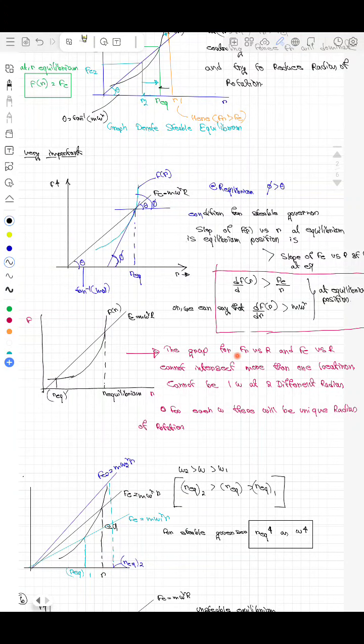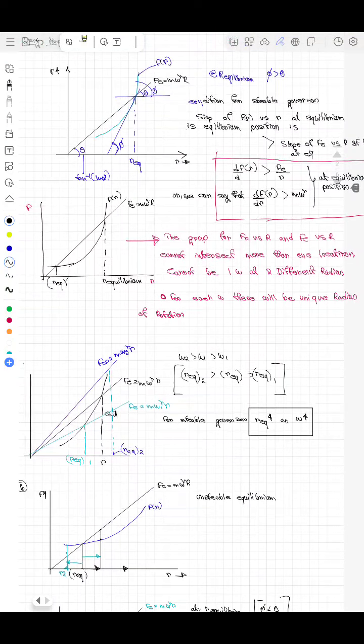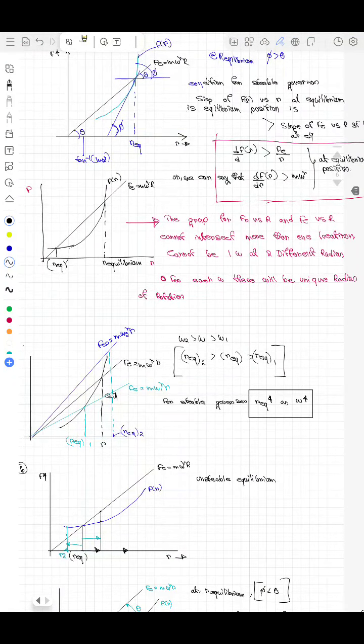Here, the graphs for F_r and F_c connect at more than one location. You can see they are intersecting at this point and this point also. So this cannot happen for one omega speed. For each angular speed omega, there will be one single intersection point. That is the very crucial point, and that is the stable governor case.